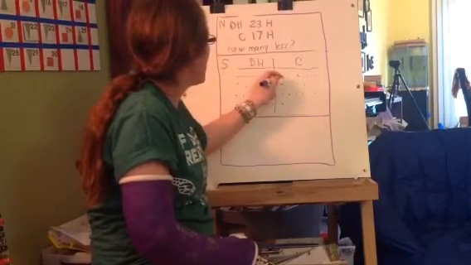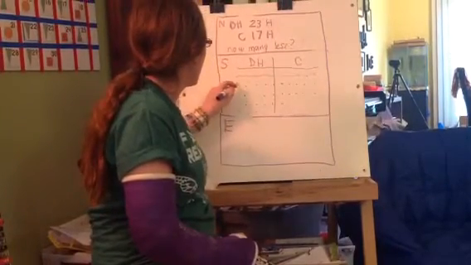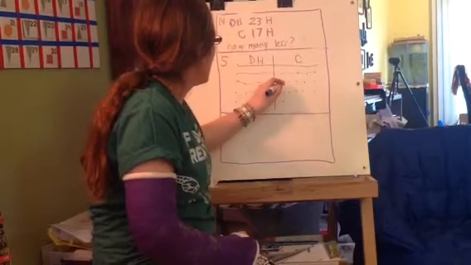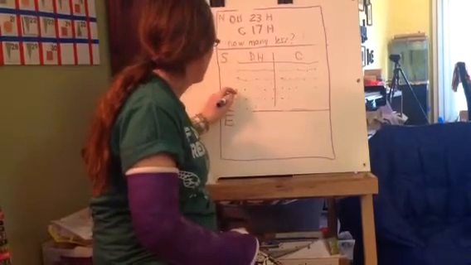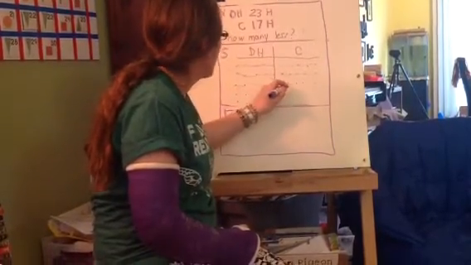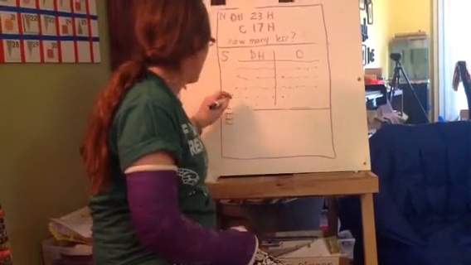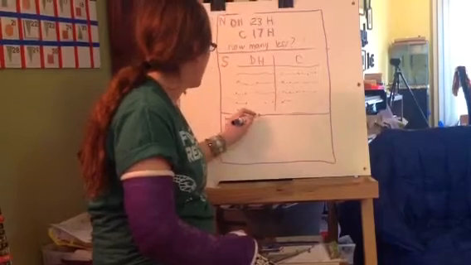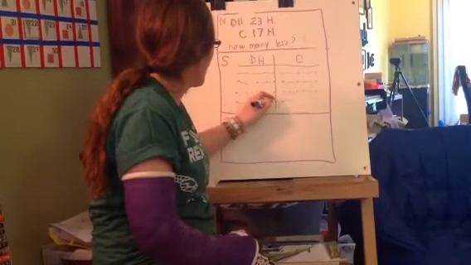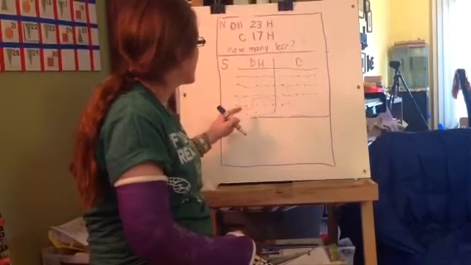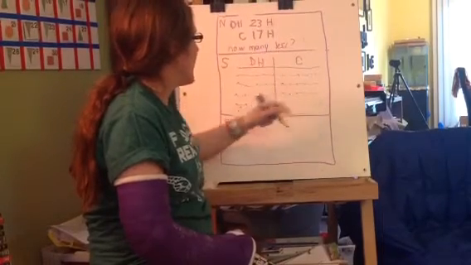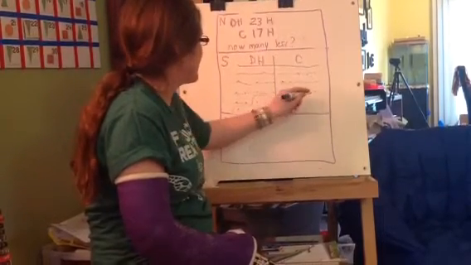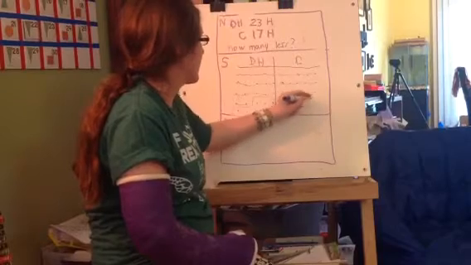Dylan H has 5. Cameron has 5. Dylan H has 5. Cameron has 5. Dylan H has 2. Cameron has 2. Dylan H has more. He has 6 more, so Cameron has 6 less. So the answer is 6.